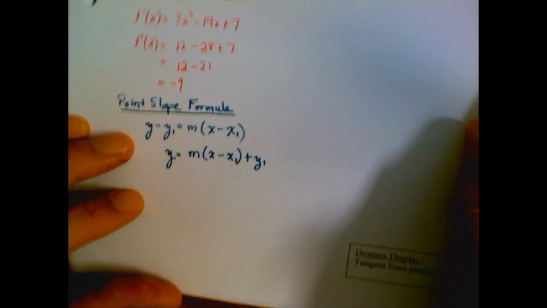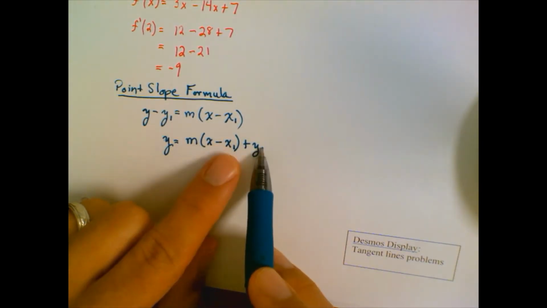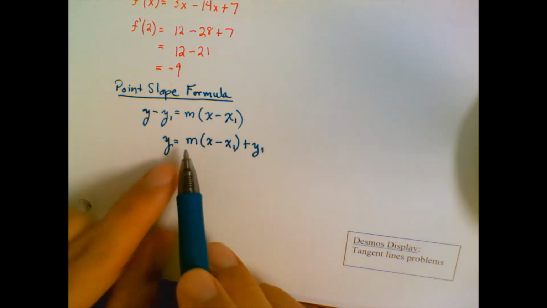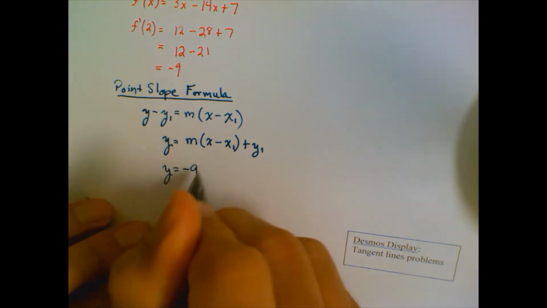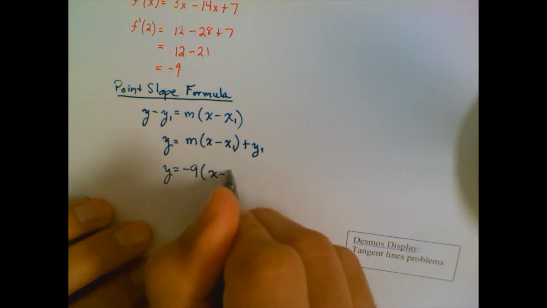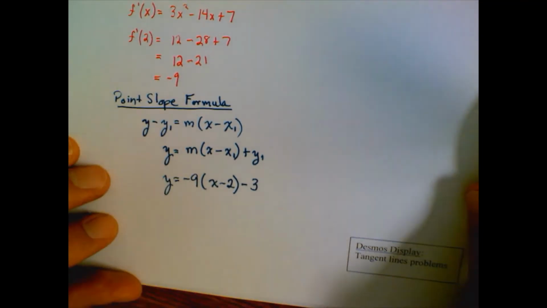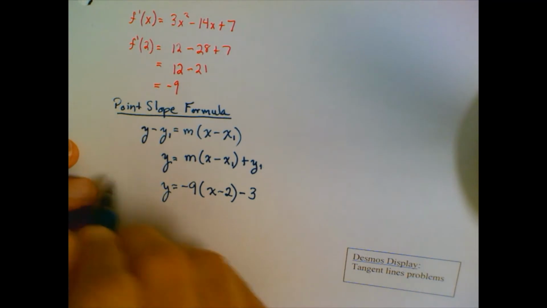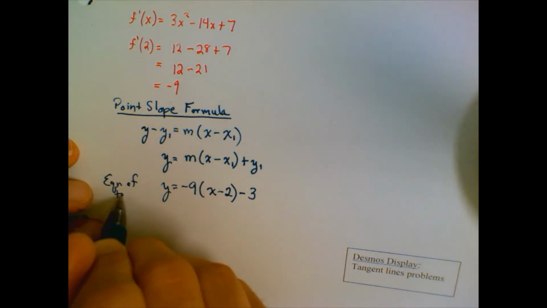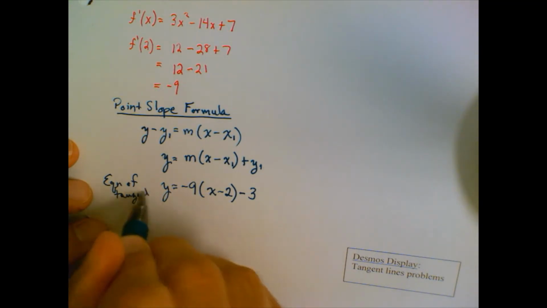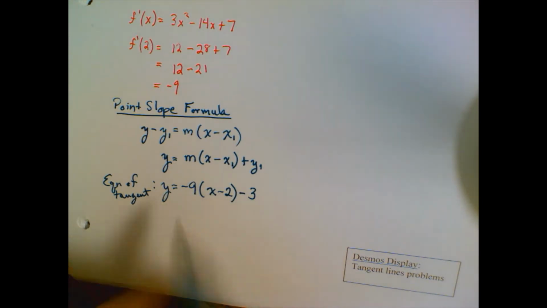If I have the point 2, negative 3, then 2 and negative 3 will go there, and my negative 9 will come out front. So y equals negative 9 times x minus 2, minus 3. And this is my equation of the tangent line. All right, so that's the equation of the tangent line at the point 2, negative 3.